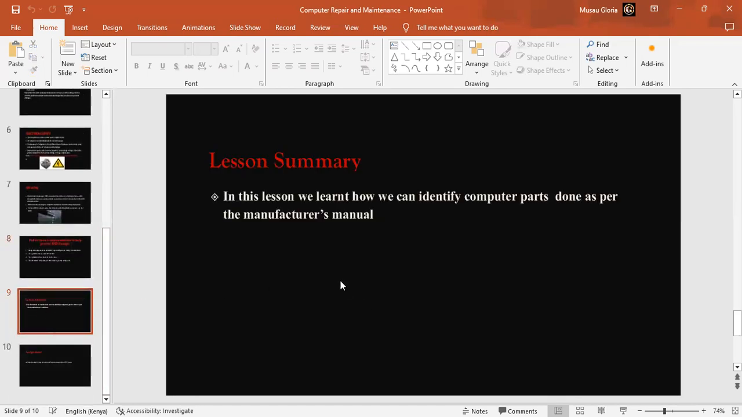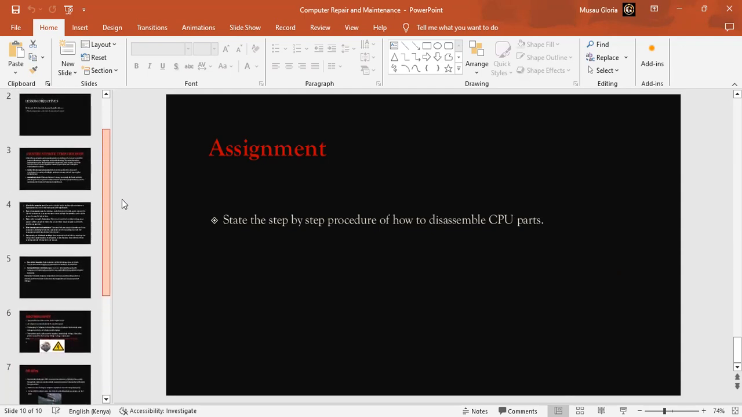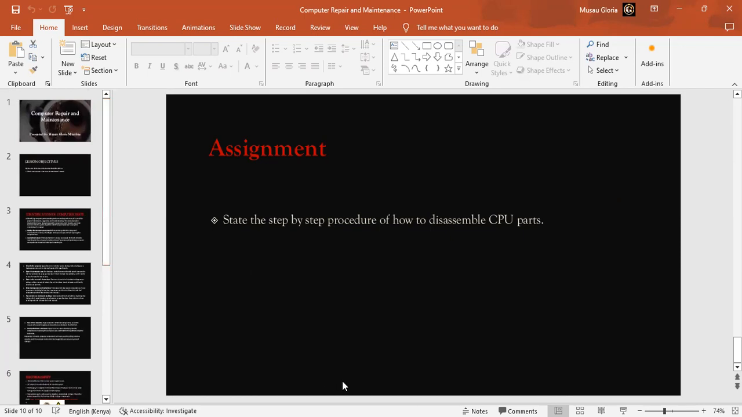That was our lesson for today. We learned how to identify computer parts as per the manufacturer's manual and about electrical safety. For your assignment, you will state the step-by-step procedure on how to disassemble CPU parts. I'll expect this assignment in my next lesson. Make sure you clearly state and explain the step-by-step procedure, the first thing you need to do before disassembling a computer in a procedural manner. I hope you've learned something, and see you in my next class.